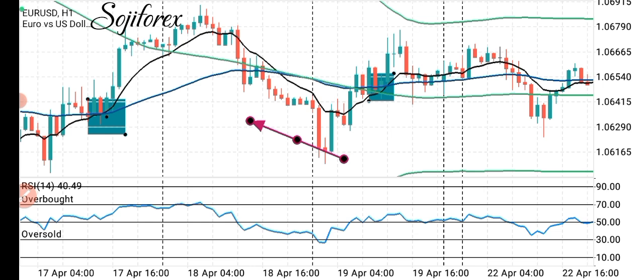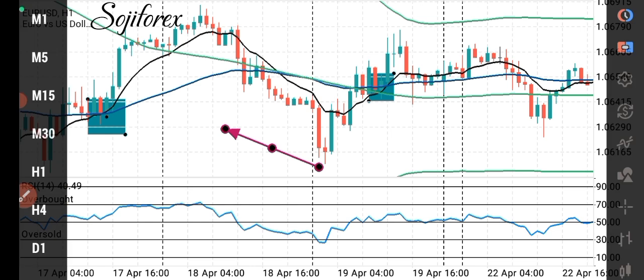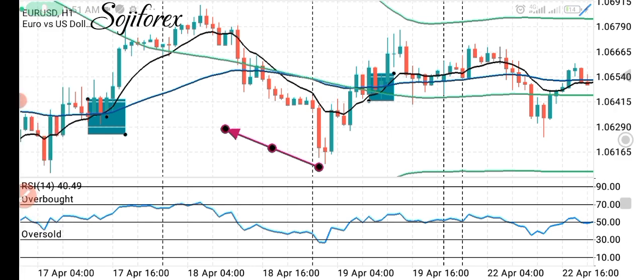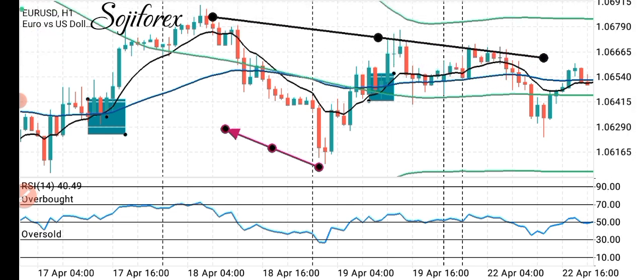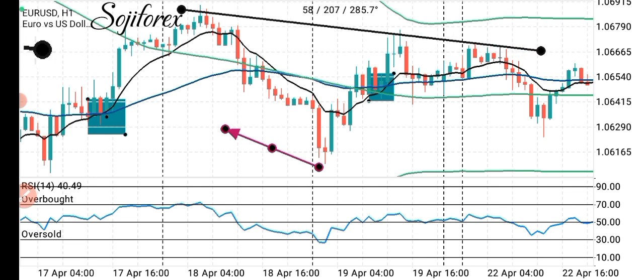So I want to share with you briefly how you can use this indicator in a right way. One of the ways you can do this is by using your trend line as an add-on. This is my trend line.